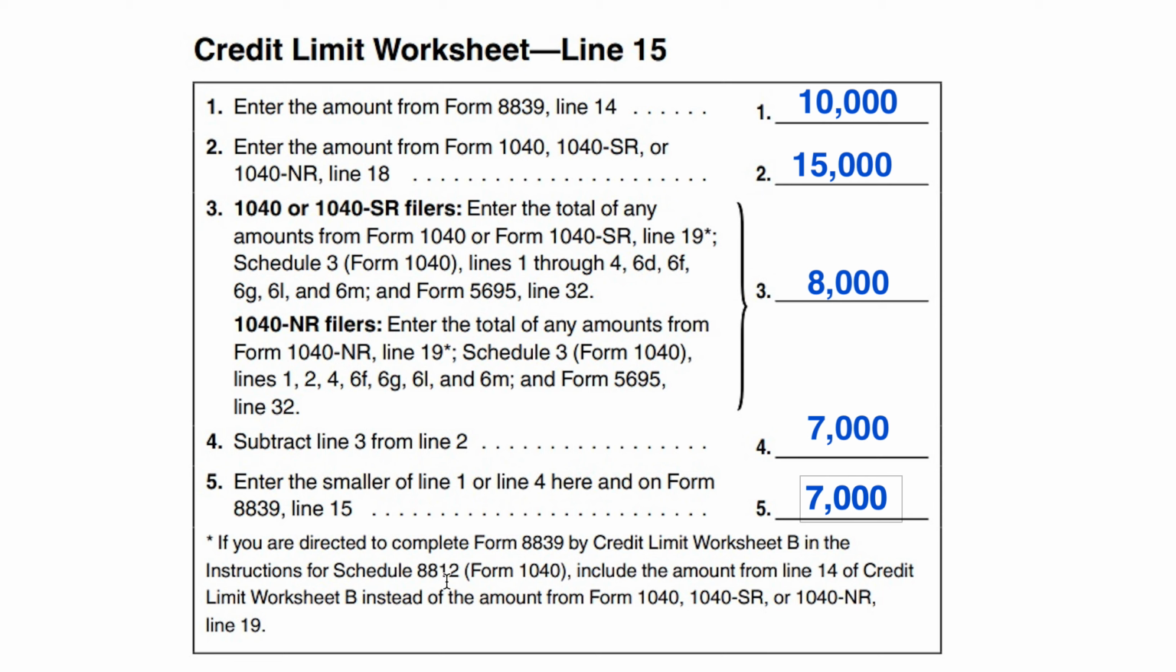So there is one note down here. On line 19, if you're completing Schedule 8812 and you're required to use the credit limit worksheet B in those instructions, then you would follow these steps right here. You would use the line 14 from the credit limit worksheet B instead of that Form 1040 line 19 number. So that probably applies to a very small number of taxpayers, but that is what that asterisk is for. So that's all we have for this worksheet.